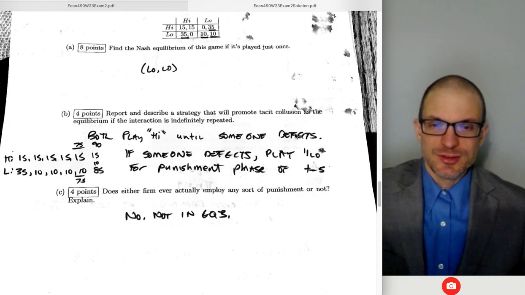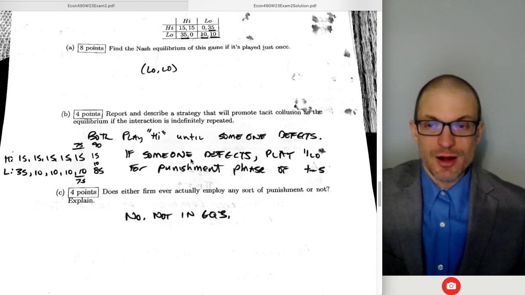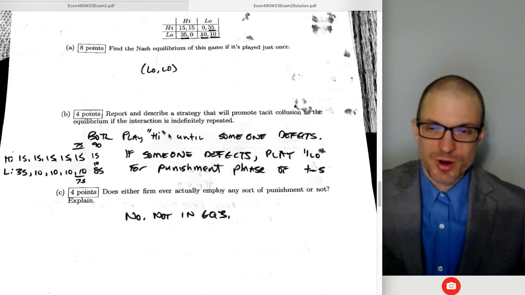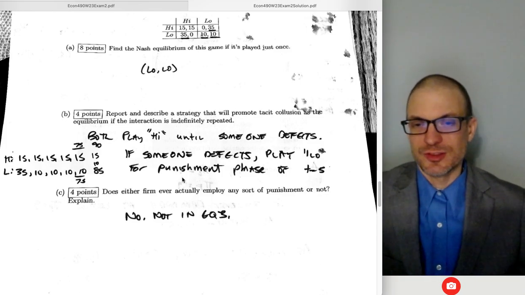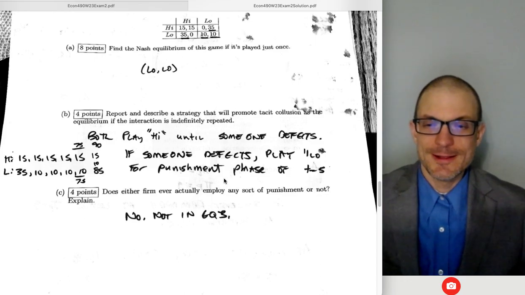But here's one such strategy that will promote tacit collusion. Both play high until someone defects. If someone defects, then play low for a punishment phase. In this case, it has to be at least 5 periods. So it was a really big error to say something like the Nash equilibria was just high. Sorry, the tacit collusion equilibrium was high, because just pricing high alone isn't enough to sustain collusion. You need the threat of pricing low to reinforce the fact that people only ever price high.